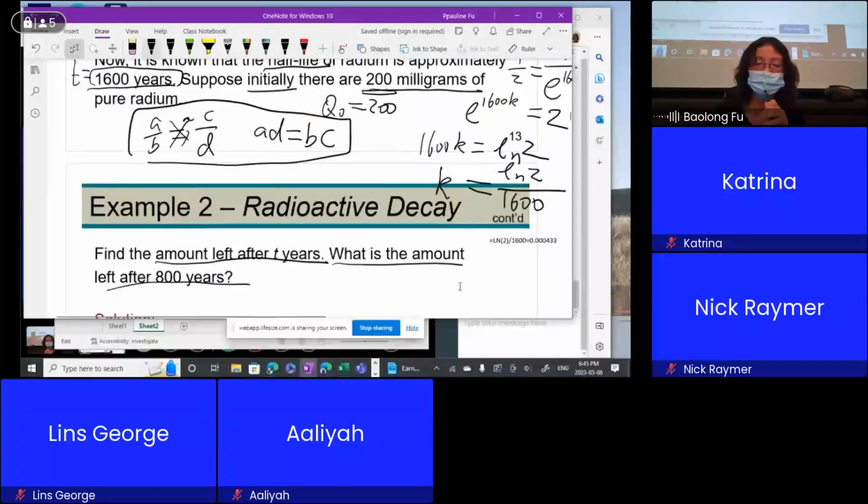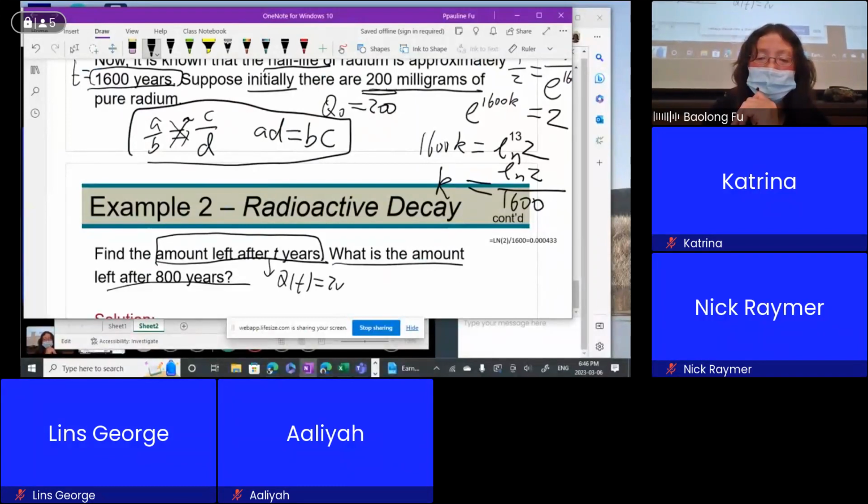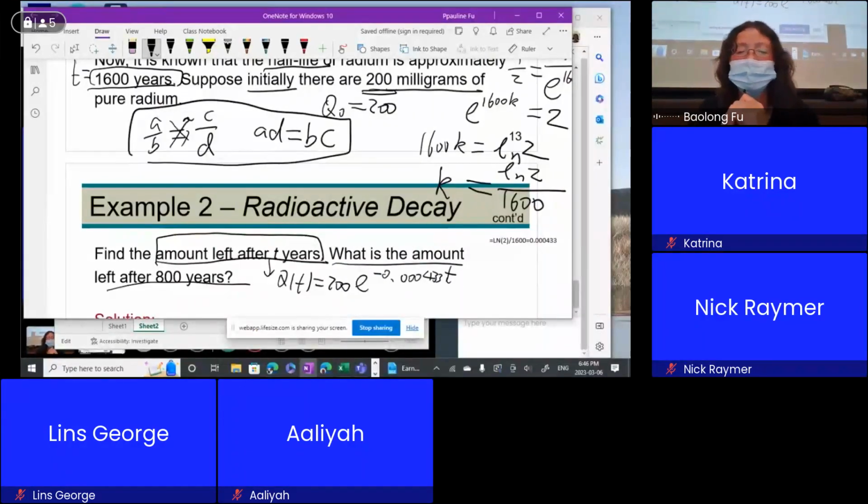So now once I found K, I found this answer. The question asks you to find the amount left after t years. The answer is Q(t) equals 200 e raised to the power negative 0.000433 t. This is the amount left after t years.